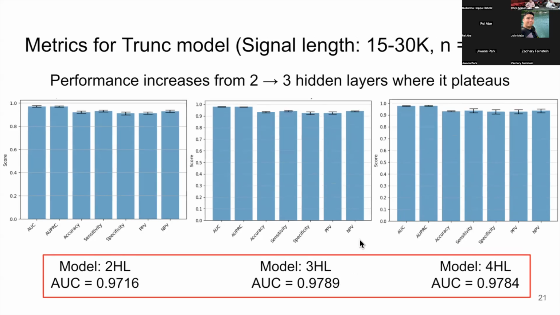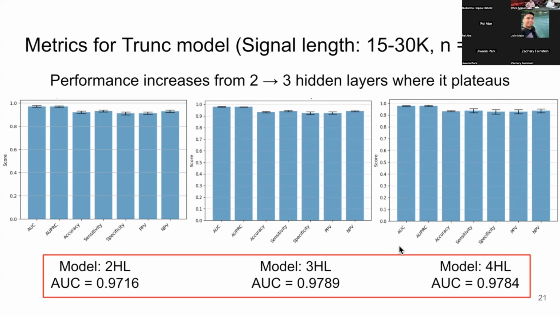But for the truncated model, we can see that as you add hidden layers, from 2 to 3 hidden layers, your AUC increases. And then for the 4 hidden layer model, it's pretty similar to the third as well. There's kind of a sweet spot at 3 hidden layers. I also ran it for 5 and it stayed consistent around 0.9785, but you can see there's some plateau around 3 hidden layers.